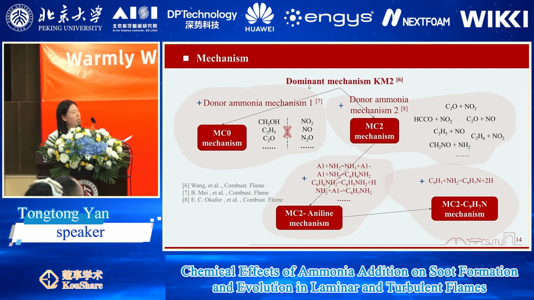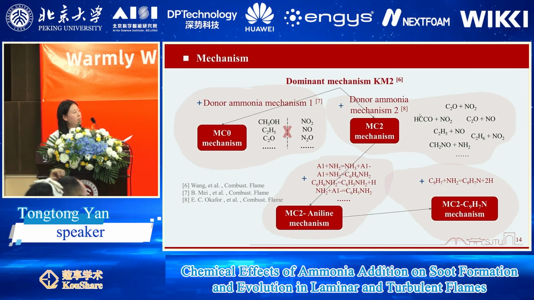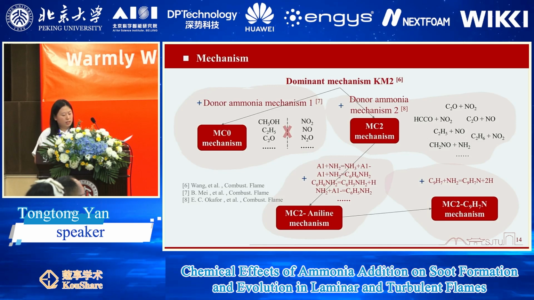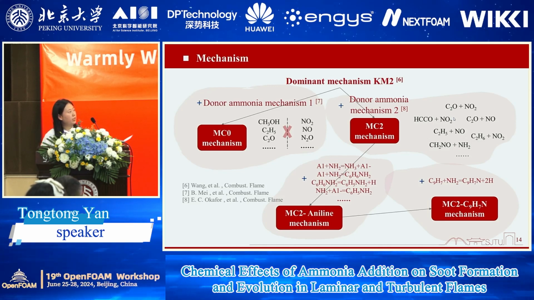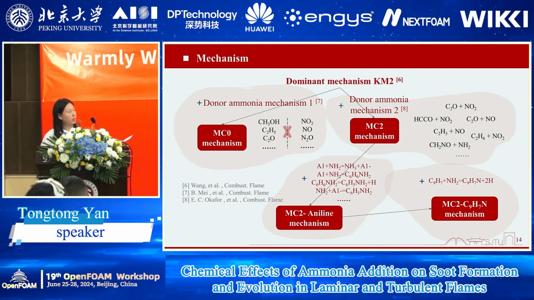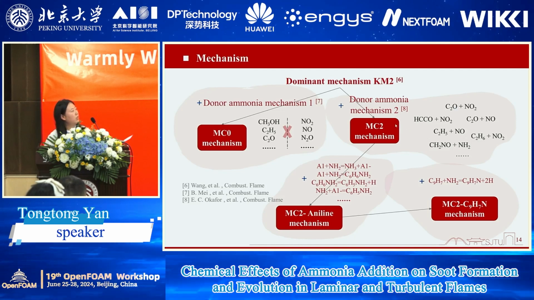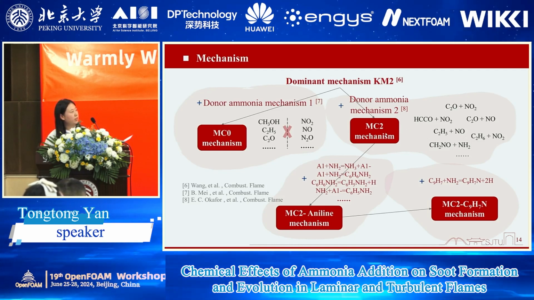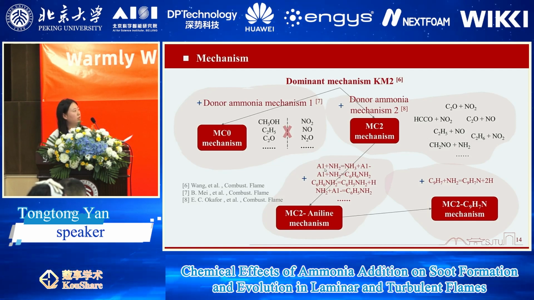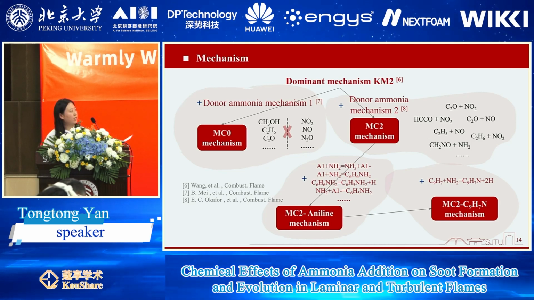Then we incorporate the dominant mechanism with another donor mechanism 2 and generate the MC2 mechanism. This mechanism contains the interactions between nitrogen-containing species and C1 and C2 level hydrocarbon species. Based on our simulation results, and based on this MC2 mechanism, we add some reactions related to benzene and amino, and generate the third mechanism, the MC2 aniline mechanism.